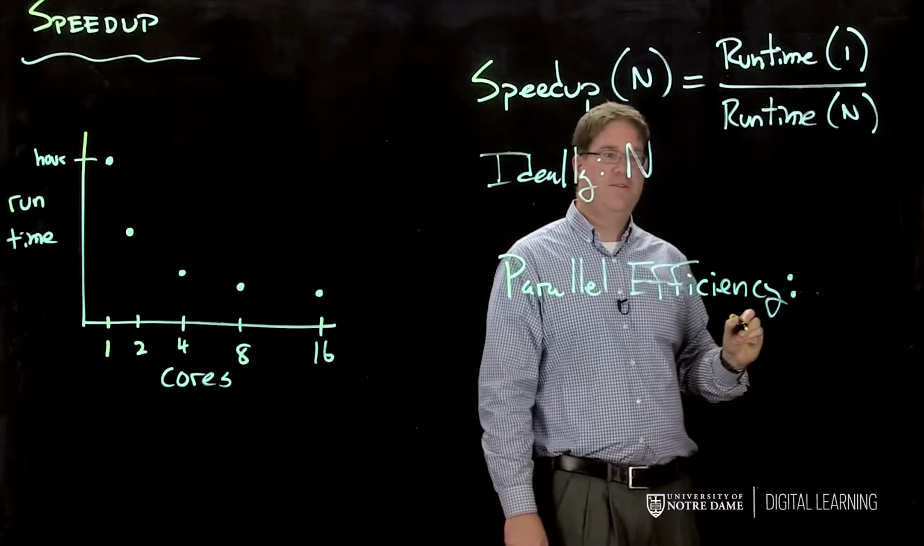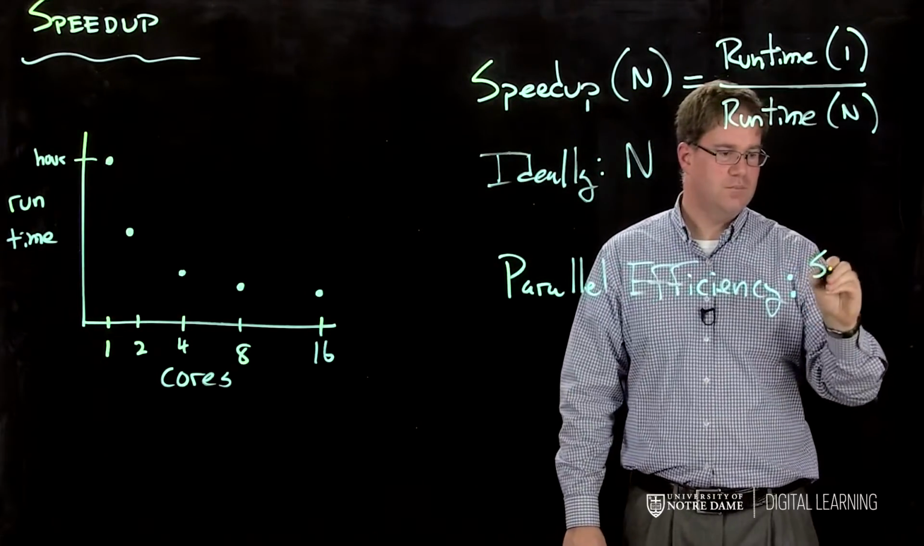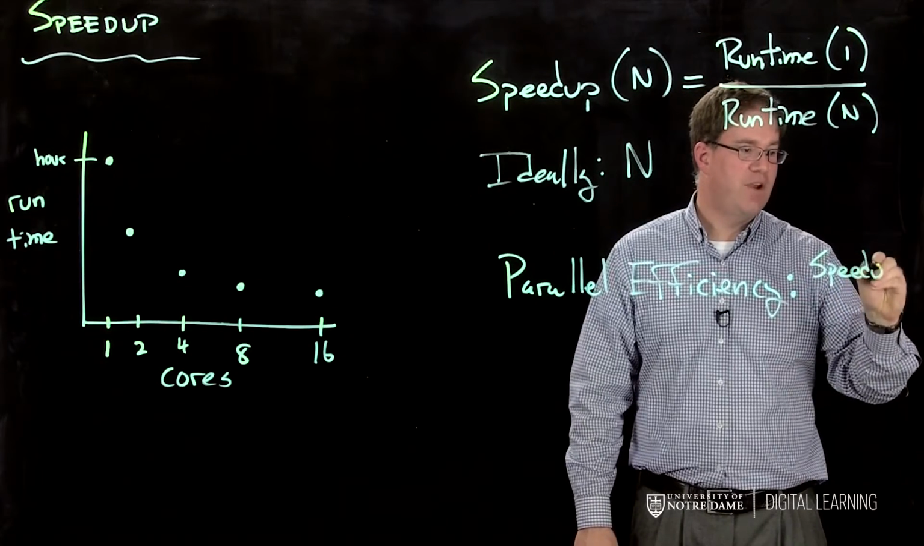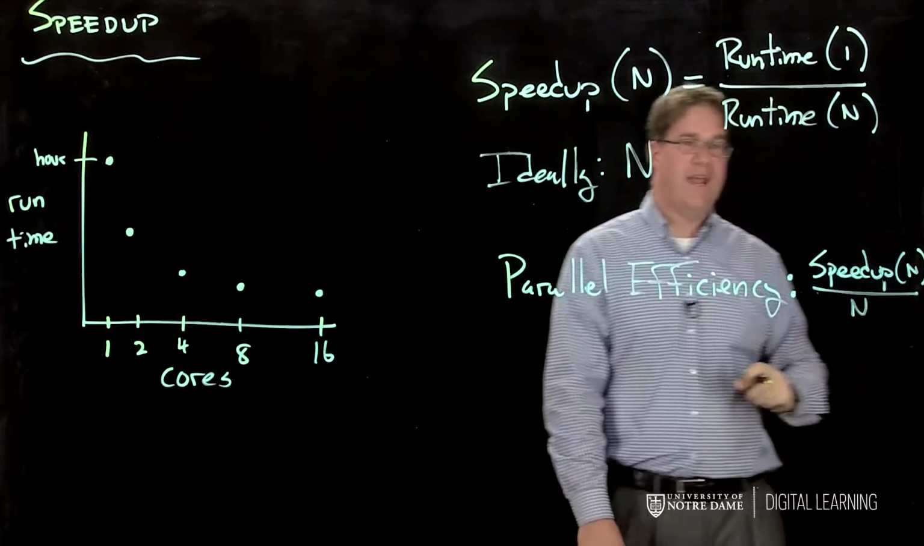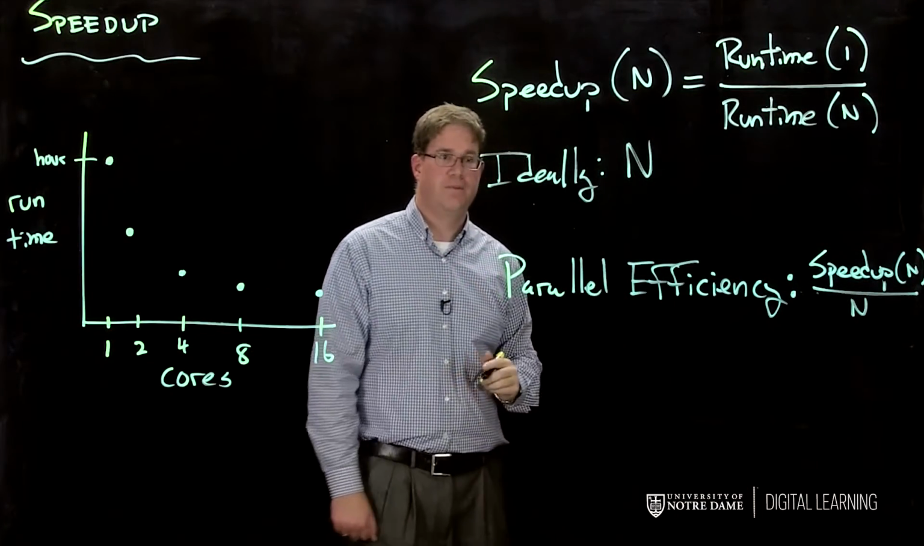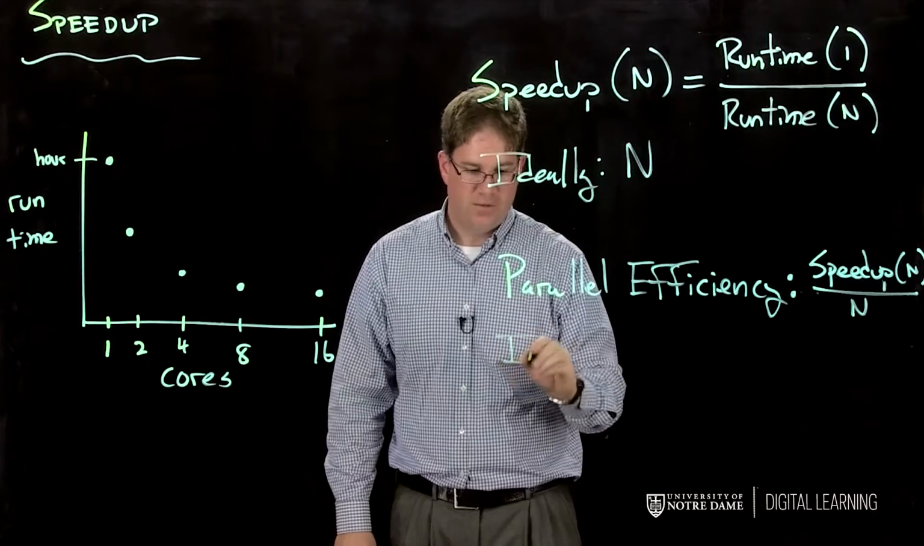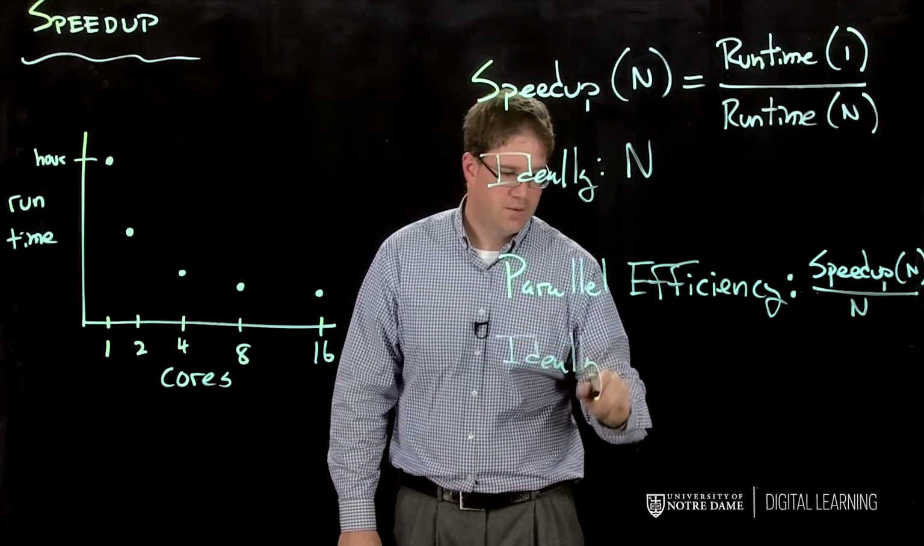So the parallel efficiency is the speedup that we actually achieve at n divided by n itself, expressed as a percentage. And ideally, our parallel efficiency will be 100%.